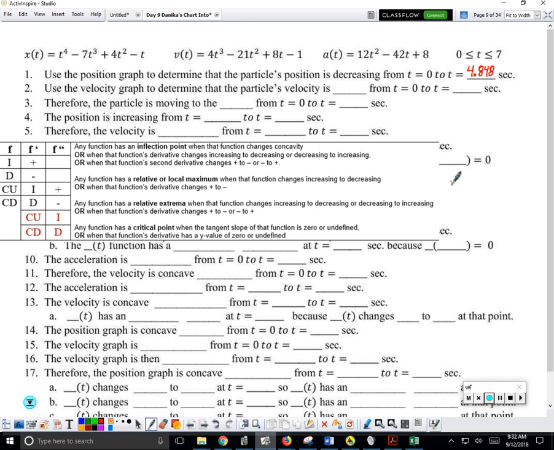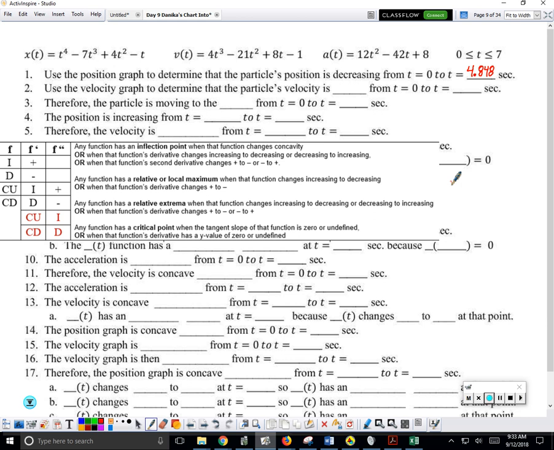Next one. Okay, eyes up here. The purpose of this worksheet is to help you learn what this means. As you work your way down the sheet, it's just helping you see how position correlates to velocity, how velocity correlates to acceleration. So these two go together as we discuss, and then the graph, of course, is the picture of what we're discussing. So all those sheets fit together. So number one said, we found that the particle's position is decreasing from time 0 to 4.848.